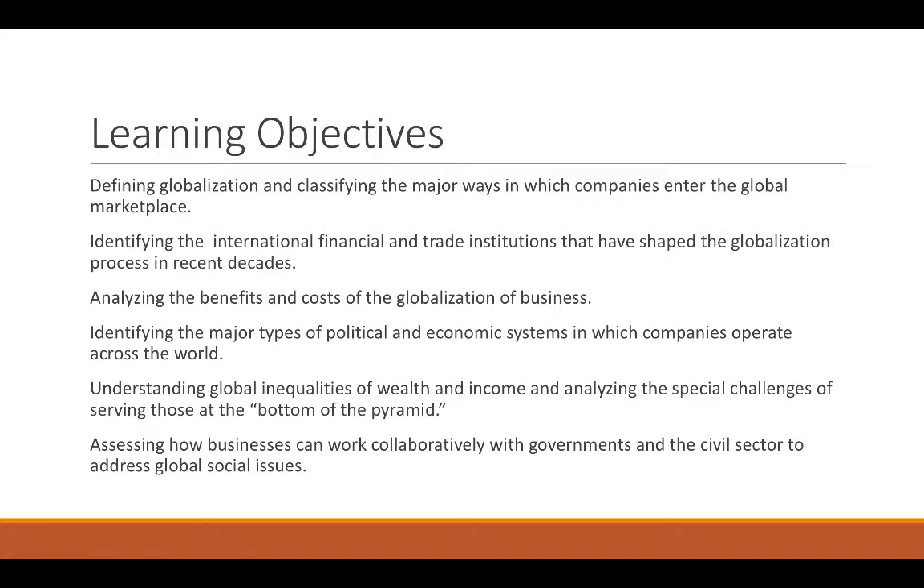As always, please be sure to review the learning objectives for this week's chapter. This week we're going to be defining globalization and classifying the major ways in which companies enter the global marketplace. We're going to be identifying the international financial and trade institutions that have shaped globalization in recent decades. We're going to be analyzing the benefits and costs of the globalization of business. We're going to be identifying the major types of political and economic systems in which companies operate across the world.